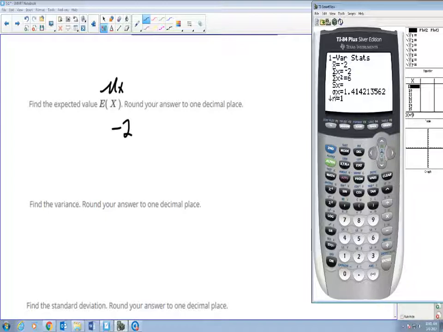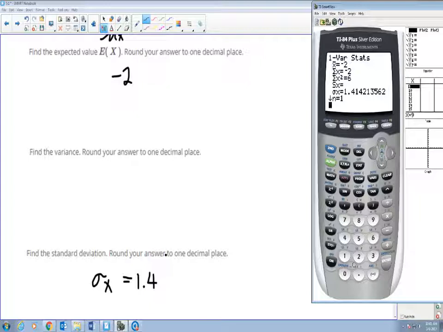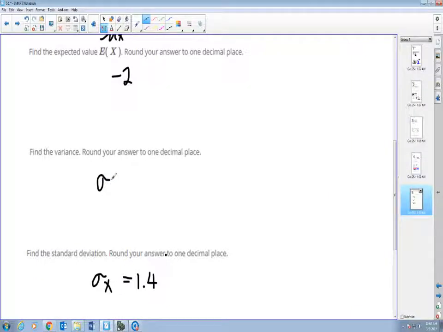So sigma is the standard deviation. Rounding to 1 decimal place, my sigma, the standard deviation of the random variable x, is 1.4. To find the variance, we just have to square it. 1.4 squared. If I round to 1 decimal place, the 6 will make the 9 go up. So my variance, sigma squared of random variable x, will be 2.0.